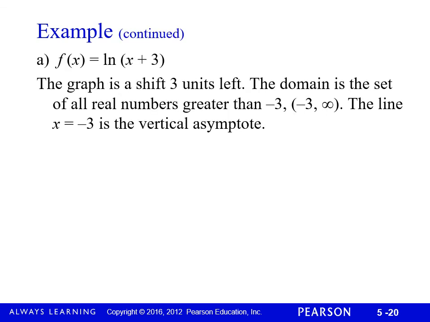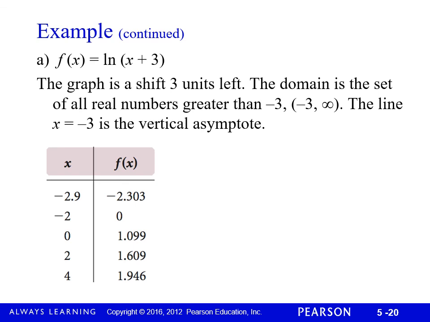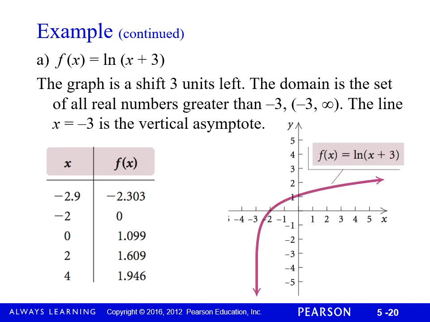So let's look at each of these graphs. This first graph is a shift 3 units to the left. The domain is the set of all real numbers greater than negative 3, as I just described, so from negative 3 to infinity, and the line x equals negative 3 is the vertical asymptote. Here we see a table of values, and here we can see the chart, and we can see the vertical asymptote at negative 3 because it's shifted 3 units over.